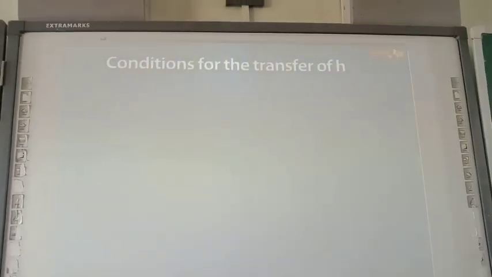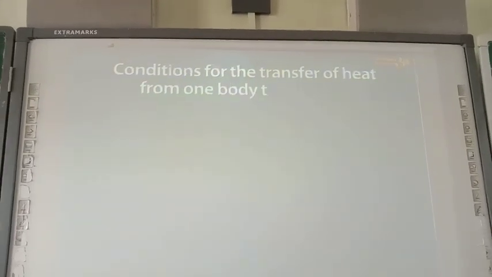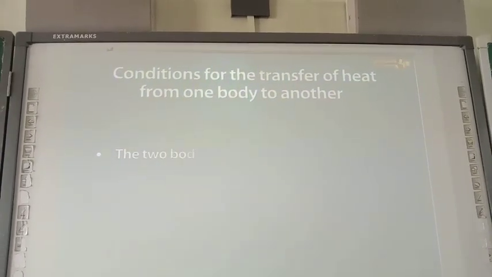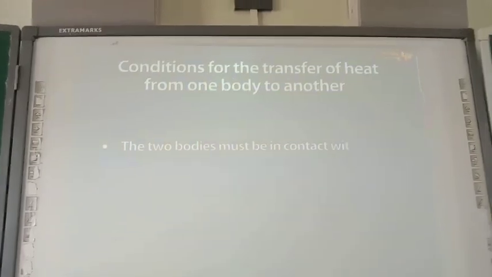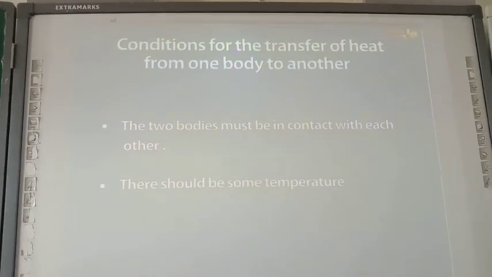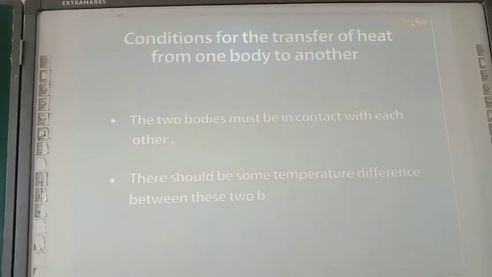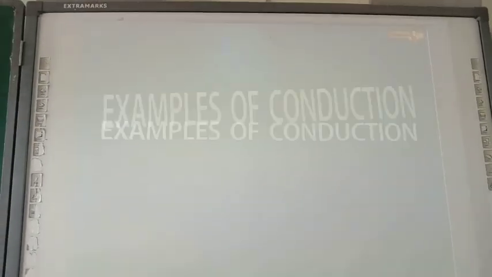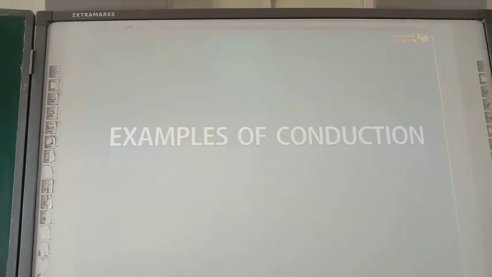There are two conditions for the transfer of heat from one body to another. The two bodies must be in contact with each other. There should be some temperature difference between these two bodies. Examples of conduction: what happens if we keep an ice cube on our palm? It starts to melt.